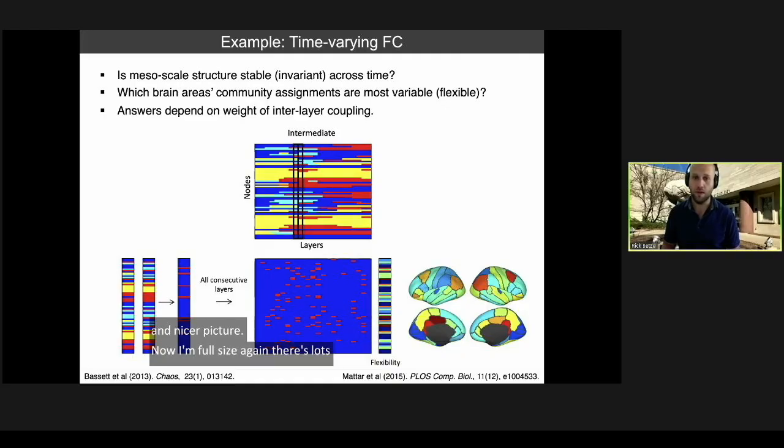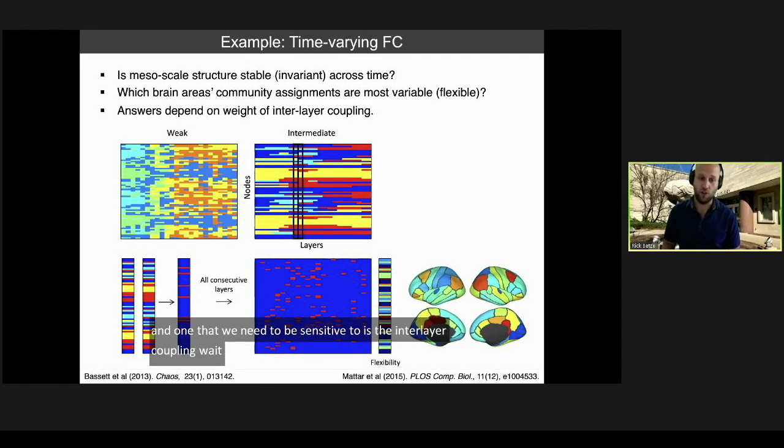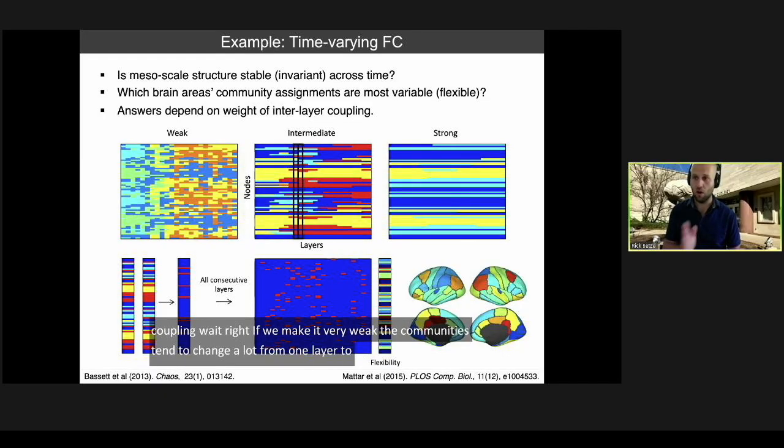Now, I'll emphasize again that there's lots of free parameters here. And one that we need to be sensitive to is the interlayer coupling weight, right? If we make it very weak, the communities tend to change a lot from one layer to the other. But if we make it very, very strong, we're going to enforce lots of homogeneity across layers. There's very, very few changes, something to be aware of.